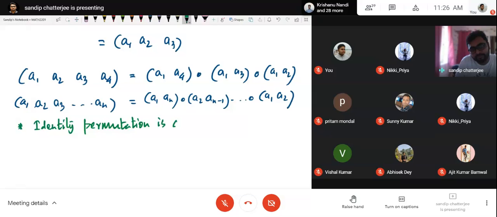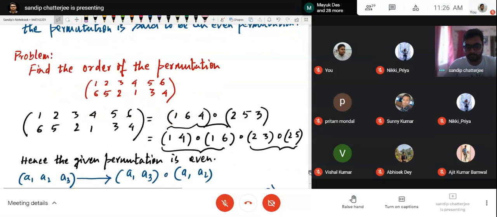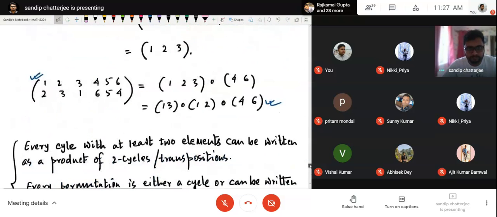So if a permutation is given to you, the question is, can you find its order? Is the issue clear? Yes, sir. Will a permutation be commutative? Means whatever I have done, (1, 6, 4) operated with (2, 5, 3), will it be the same if I do it the other way, (2, 5, 3) operated composition (1, 6, 4)?